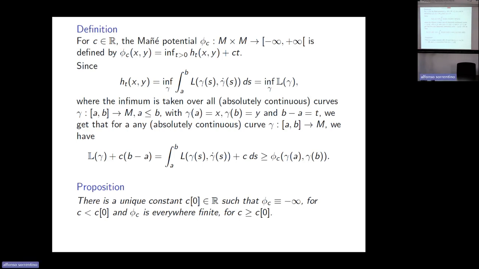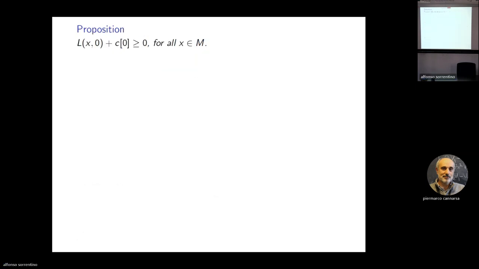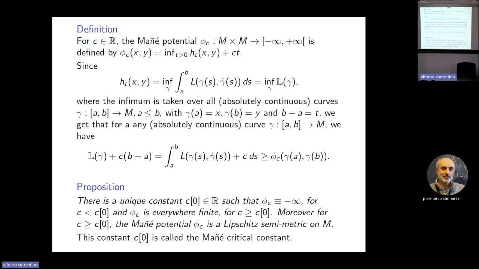Now here is a proposition. There is a unique constant c0 such that the Mañé potential is identically minus infinity for c below c0 and is everywhere finite for c larger than or equal to c0. Moreover, the Mañé potential is Lipschitz, so it's continuous. This constant c0 is called the Mañé critical constant. Now, the first thing is that L(x,0) plus c0 is non-negative everywhere, for all x in M, if c0 is the Mañé critical constant.